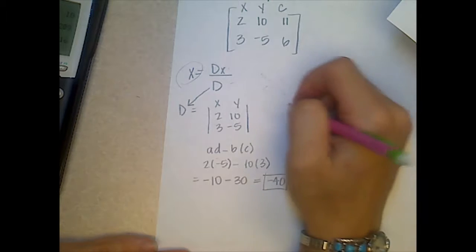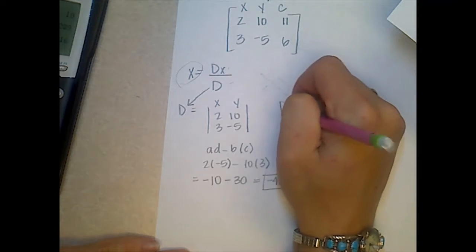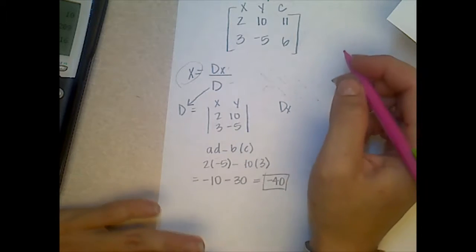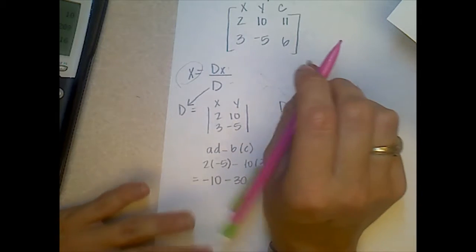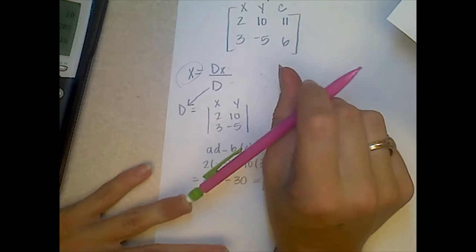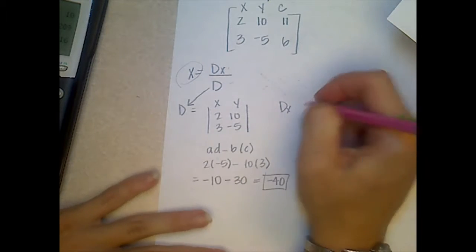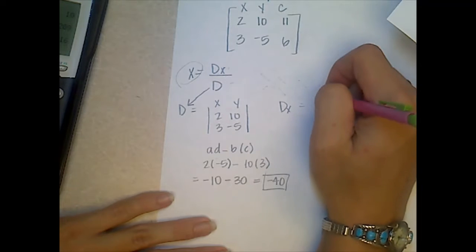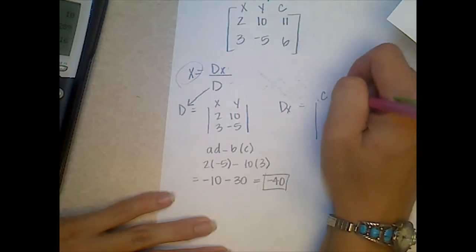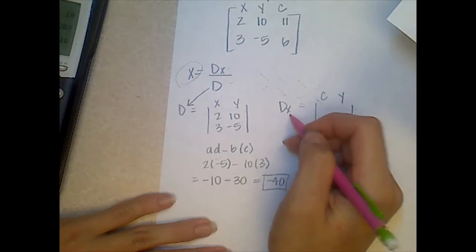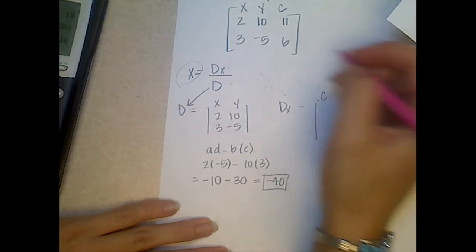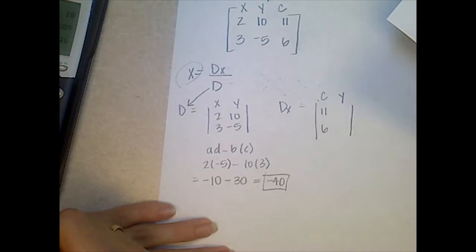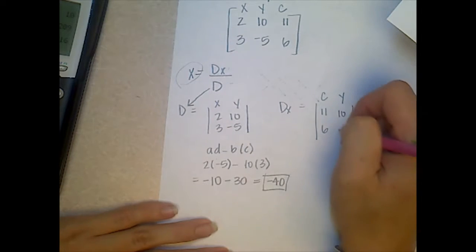Now let's find dx. dx is the determinant when it's the constant and the other variable. So for dx, I'm going to have to make a new matrix, and it's going to be the constant and y, because that's the other one we haven't used. We're finding dx, so we're going to use c and y. So let's copy the c column, it's 11 and 6. And let's copy the y column, that's 10, negative 5.